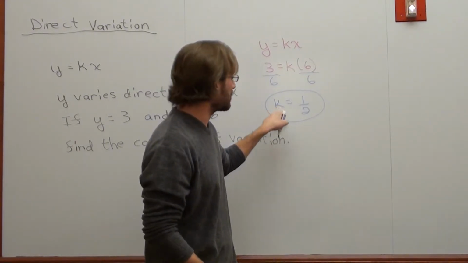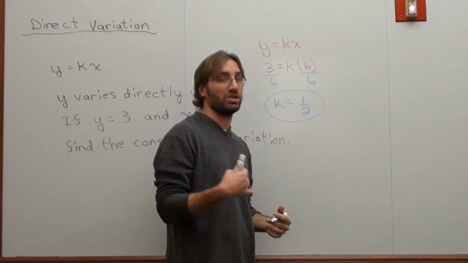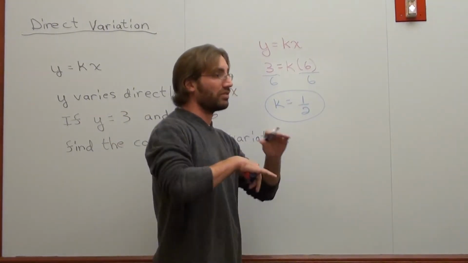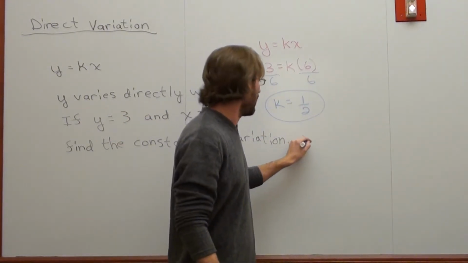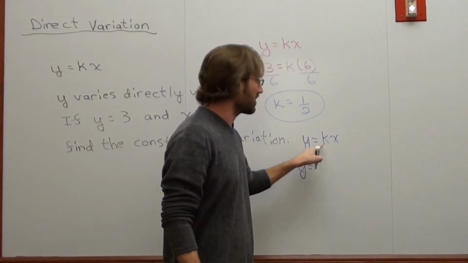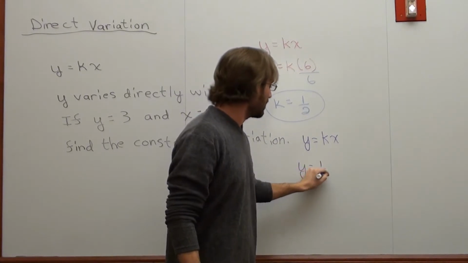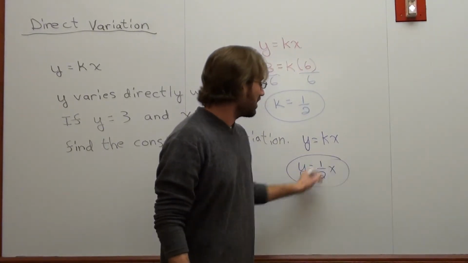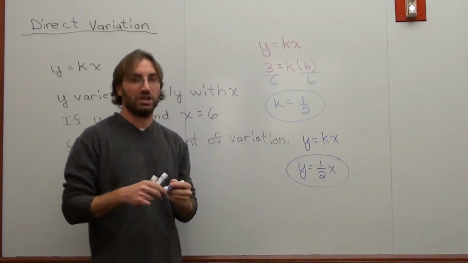So what you do is you substitute the k back into the equation, the direct variation problem, and you leave y as y and x as x. So y equals kx, y equals k is 1/2, and x. And that's basically how you do a direct variation type problem.